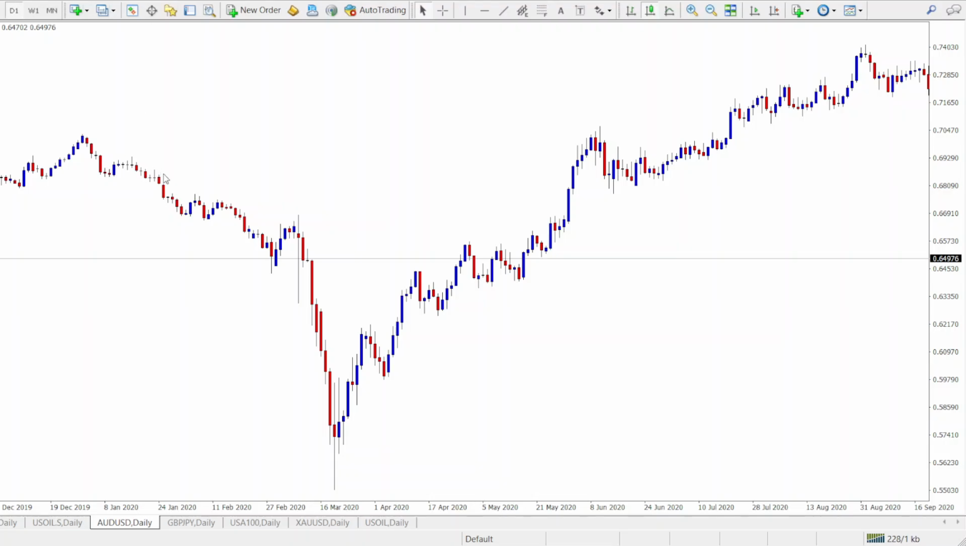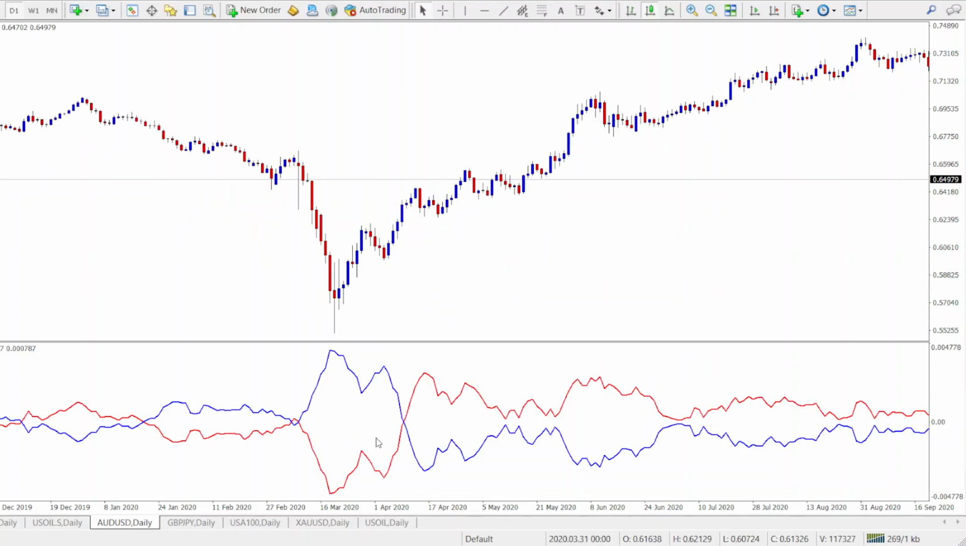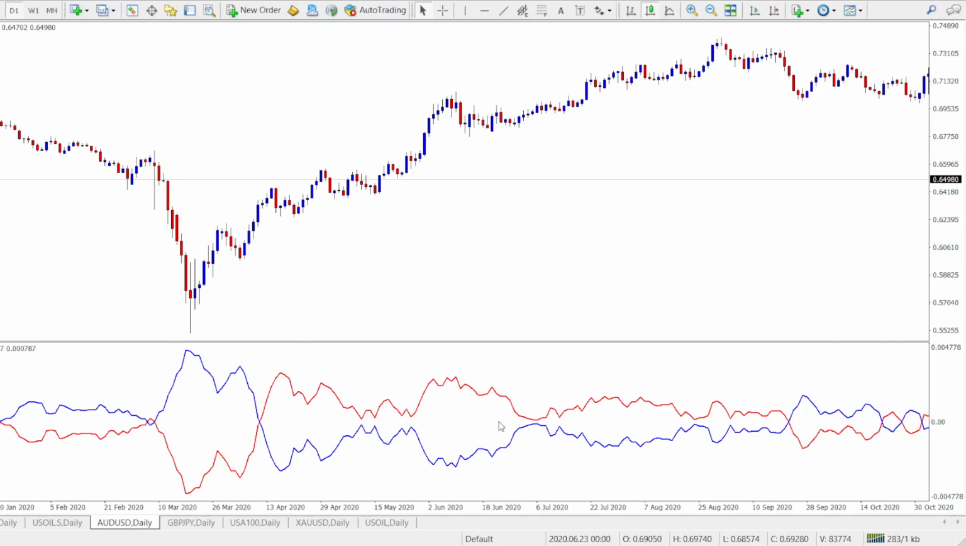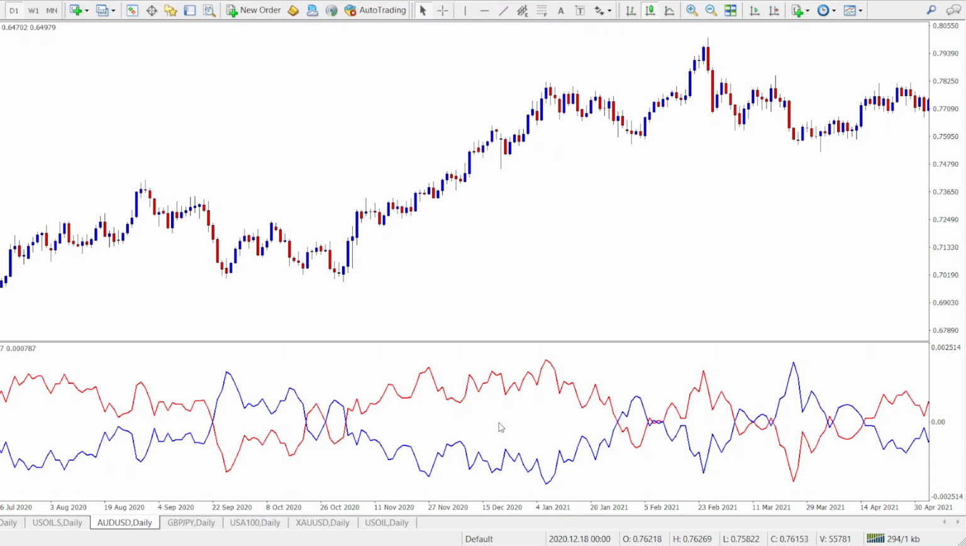So I'm just going to be adding the indicator to the chart right away because I have already downloaded it. This is the MA mirror indicator. So as you can see on my chart, this is how the indicator looks.